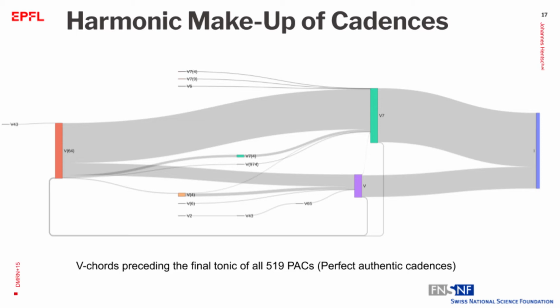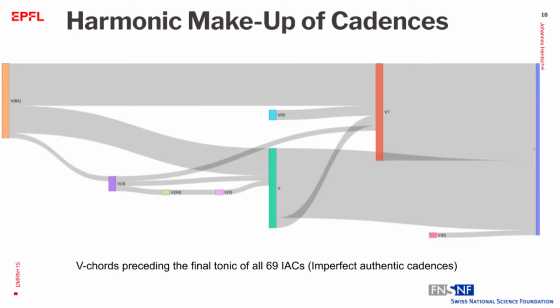For example, in this aggregation of all 519 perfect authentic cadences, we see that the vast majority of them prepare the final tonic with a cadential 6/4 chord, which proceeds either to a dominant triad or to a dominant 7th chord. Although there are only 59 imperfect authentic cadences in the corpus, we see that this pattern repeats, the cadential 6/4 once more playing a prominent role.